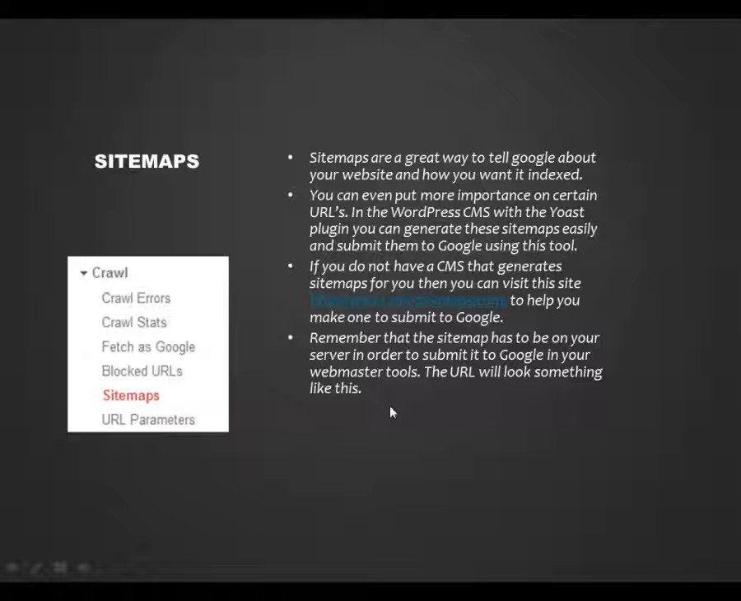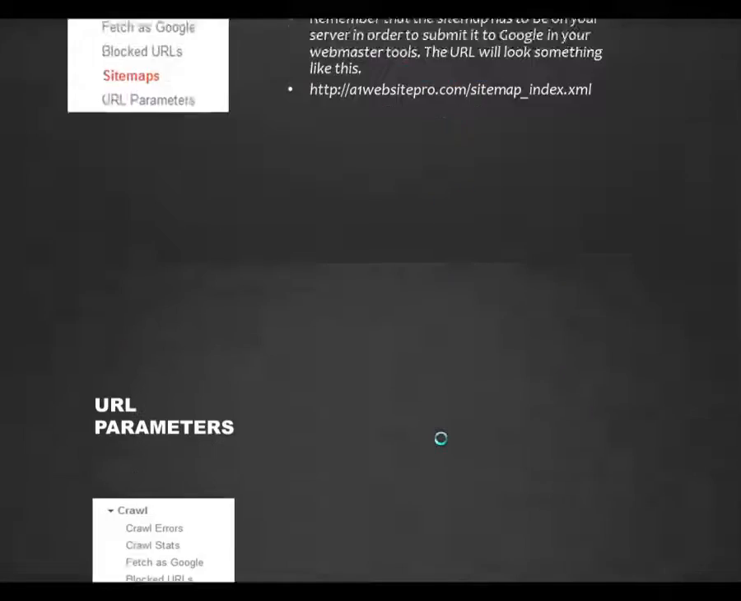Remember that the sitemap has to be on your server in order to submit it to Google in your Webmaster Tools. The URL looks something like this. Now you see here a1websitepro.com/sitemap_index.xml. That is my sitemap, and that was generated by the Yoast plugin.